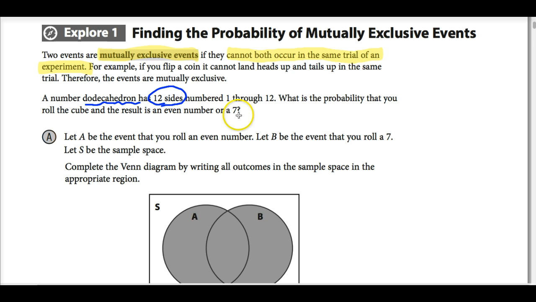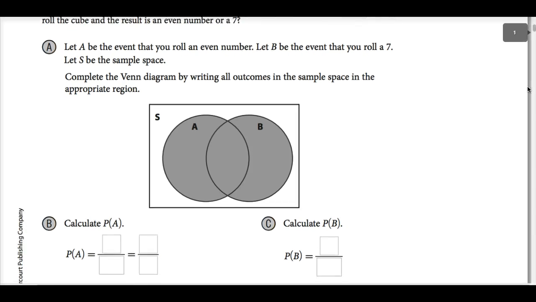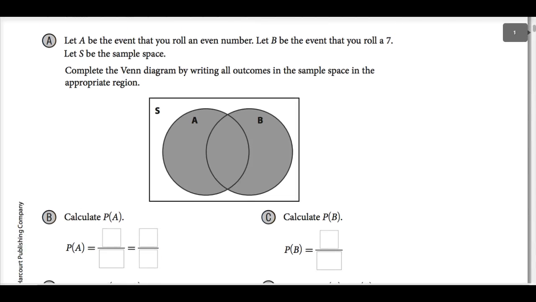This is really cool because they draw a diagram here for you so you can just fill it out. You see, studying on your own is starting to get much easier, right? Okay. So then it says over here, let A be the event that you roll an even number. Oh, so in this circle A, you have to put even numbers.